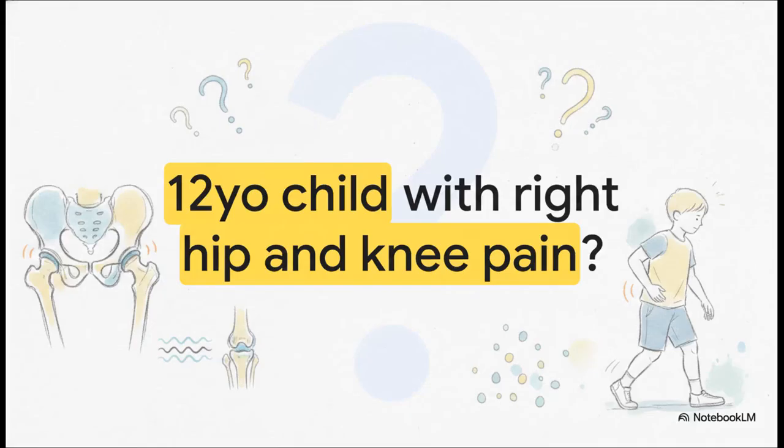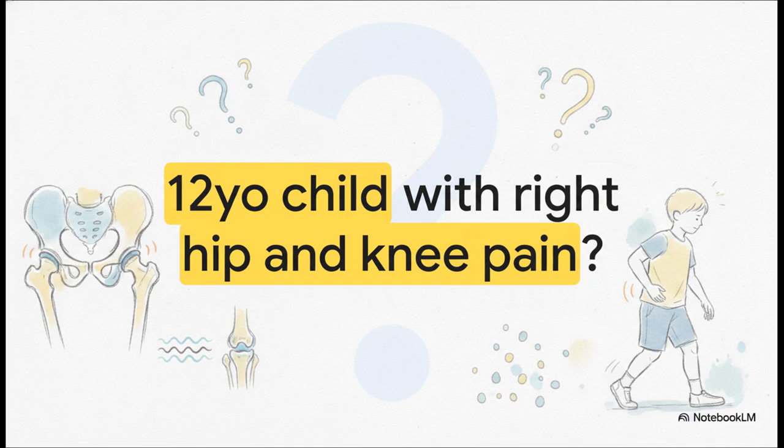Let's go. A 12-year-old child is brought in by her mother because of pain in the right hip while walking. She's also experiencing pain in the right knee joint. On examination, the right lower limb is shortened and externally rotated, and there's no evidence of any recent infection or trauma. So, what's the probable diagnosis here?